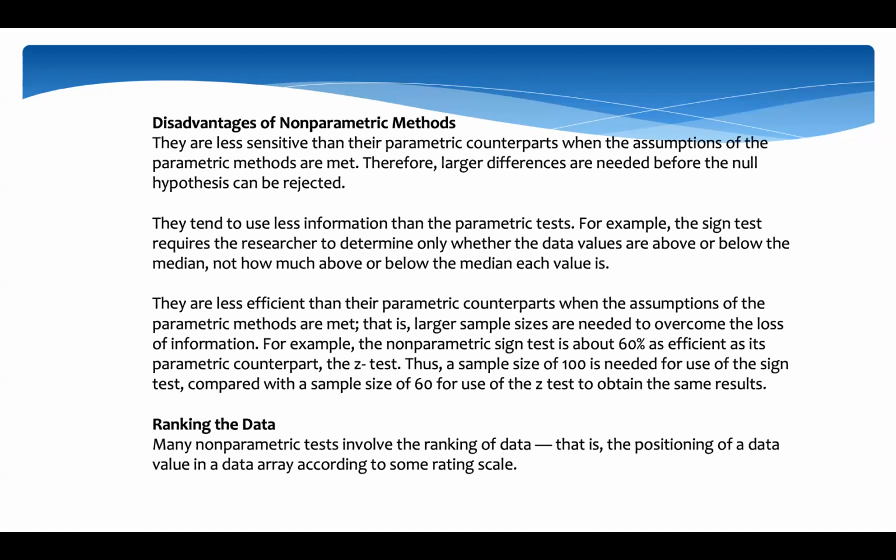For example, the non-parametric sign test is about 60% as effective as its parametric counterpart, the z-test. Thus, a sample size of 100 is needed for use of sign test compared with a sample size of 60 for use of z-test. Okay.